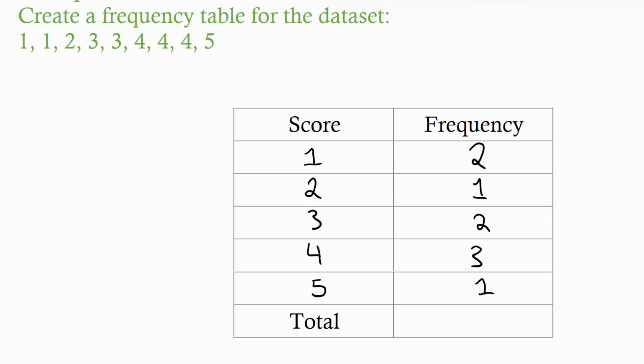Sometimes you'll see a table with a total at the bottom, not all the time, but if you do, all you need to do is add them up. In this case, that comes out as 9.